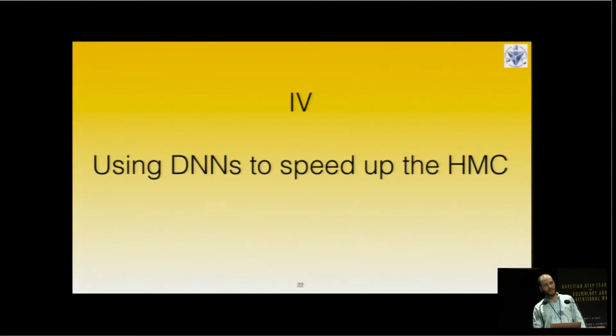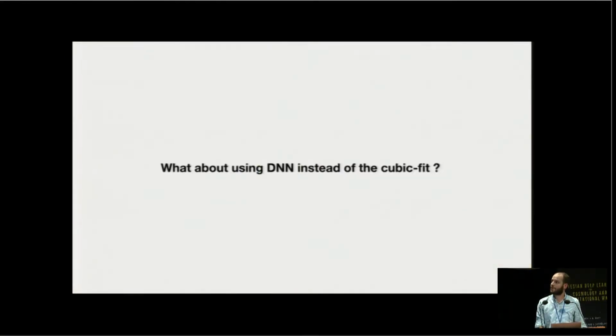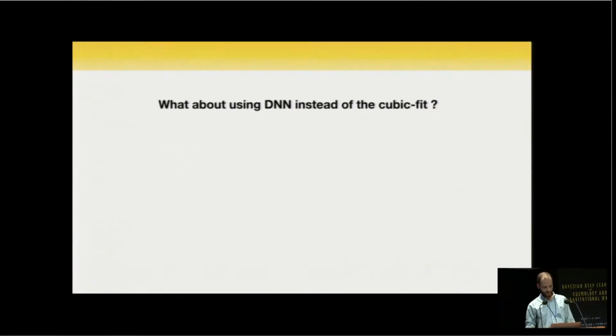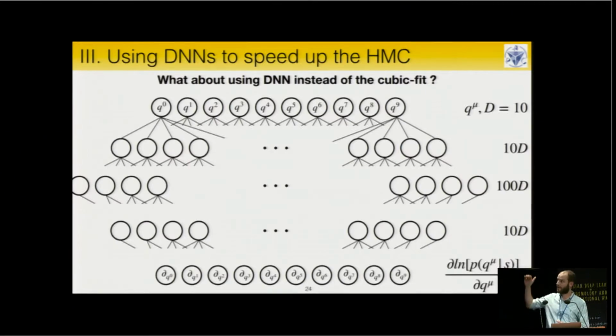But can we use GNNs to speed it up even more? So as you might have guessed, the idea would be to replace the cubic fit by a neural network. So my network is the following. I have an input layer of dimension 10, obviously, then 3 internal layers with 100 nodes, 1,000 nodes, and 100 nodes, and then an output layer which should produce the 10 gradients at the same time.